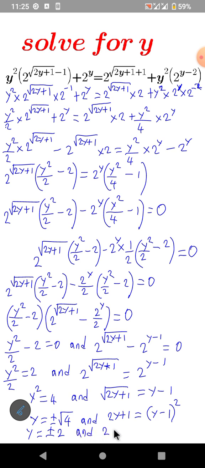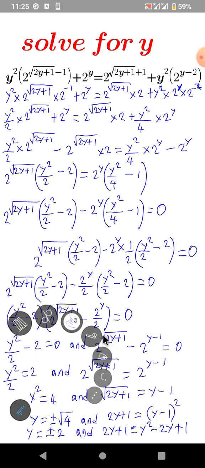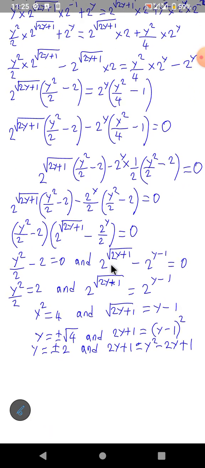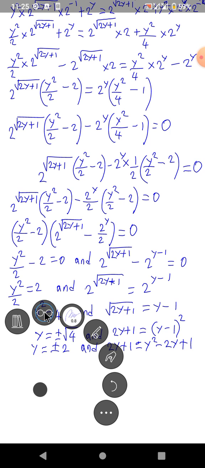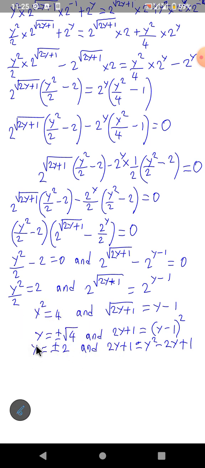And now here, 2y plus 1 equal to. Now I'm going to expand this bracket. We have y square minus 2y plus 1. So on expanding this, I got this now. So now we'll continue. From here, we already know that y is equal to plus or minus 2. So now let's continue with this.